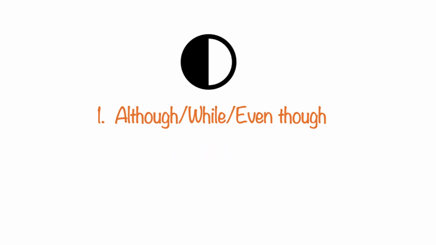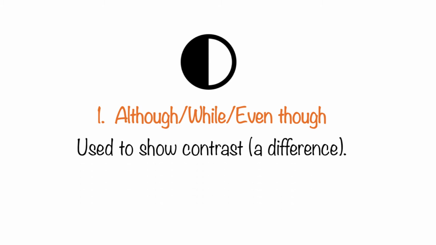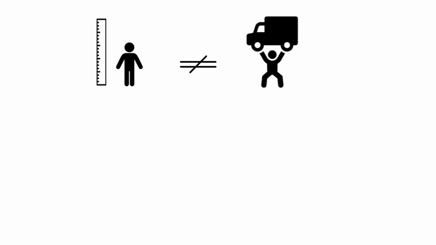The first complex sentence we will look at today is one using although, while, or even though. And as you may know, these words are used to show contrast or difference. Let's have a look at our man here. So the first picture suggests that the man is small, and the second picture suggests that the man is very strong because he is lifting a truck. So we have a contrast here. We don't usually think that things that are small are strong.